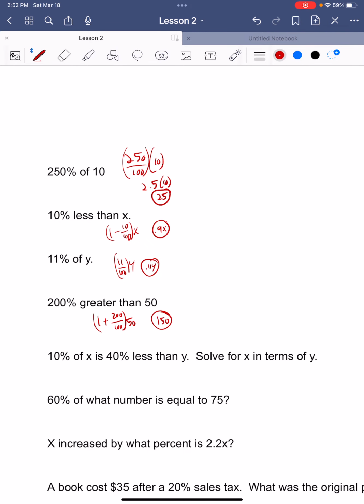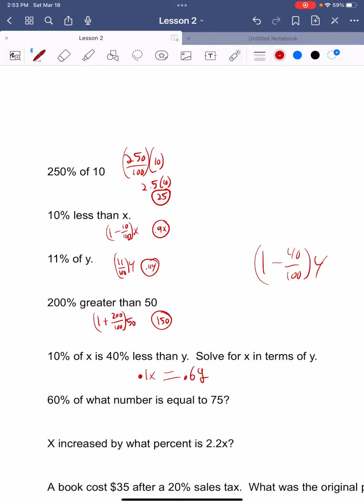10% of X is 40% less than Y. Solve for X in terms of Y. So let's go through it step by step. 10% of X is 0.1X, because we're using the of rule, so it's just percent divided by 100 times amount. Is, which means equal to, 40% less than Y. So 40% less than Y is 1 minus percent over 100 times the amount, which is 1 minus 0.4 times Y, which is 0.6Y.